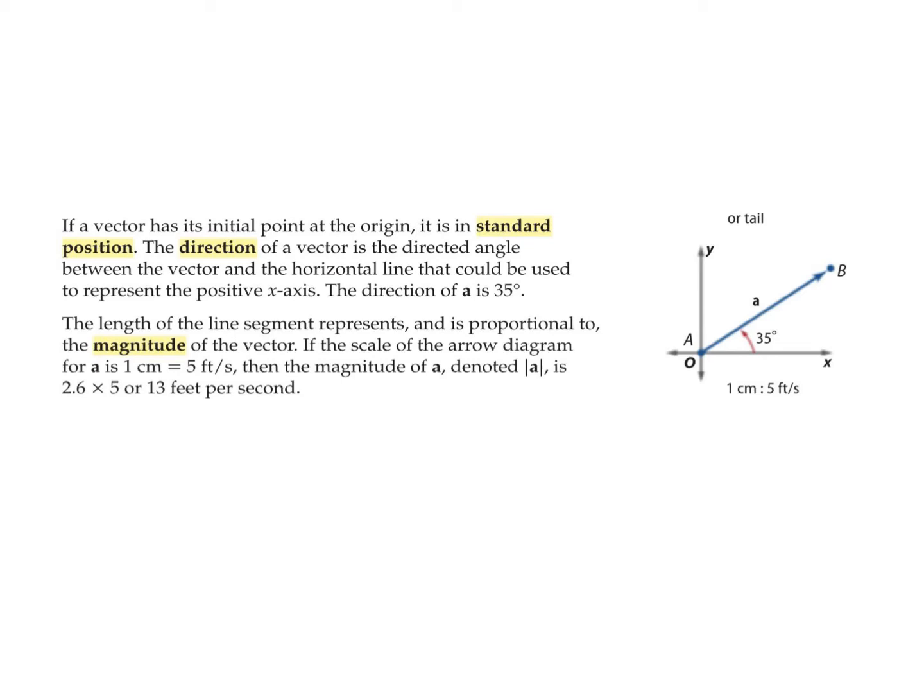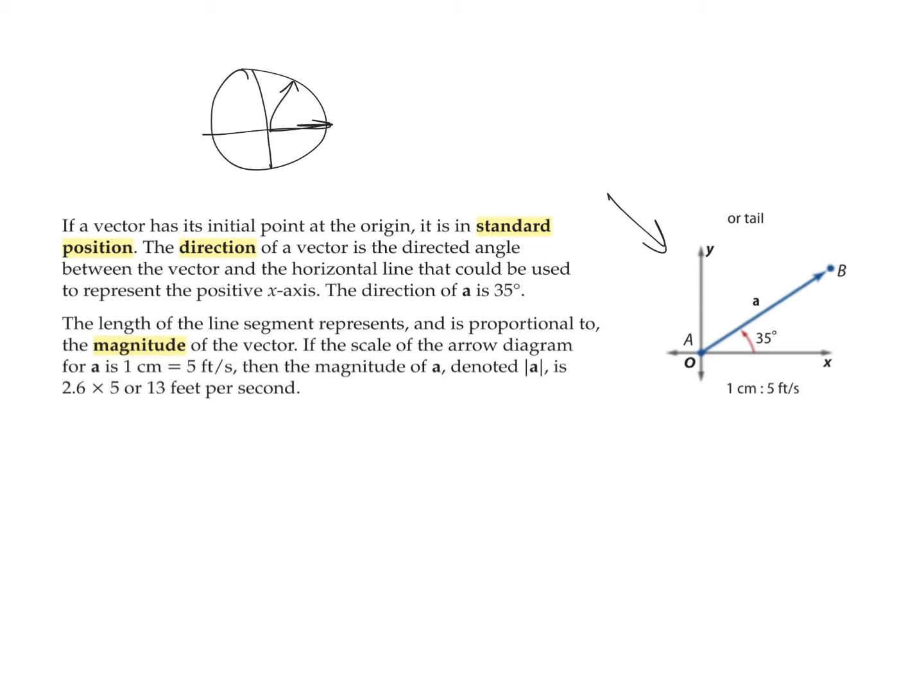Right, here's another definition. If a vector has its initial point at the origin, it's in standard position. So thinking back to the unit circle, you were all looking at things in standard position, starting here and then ending. So we're kind of going in that range.